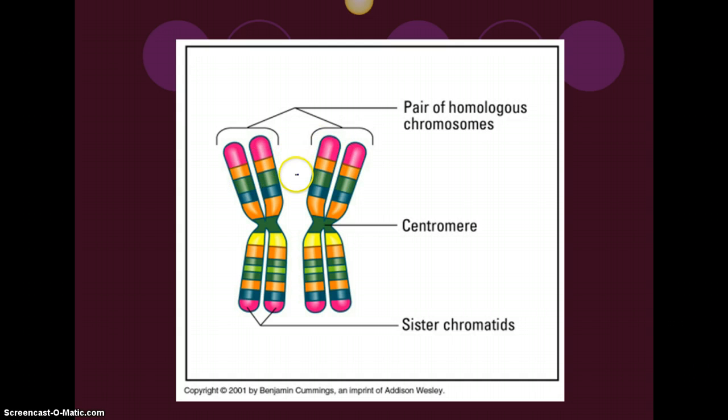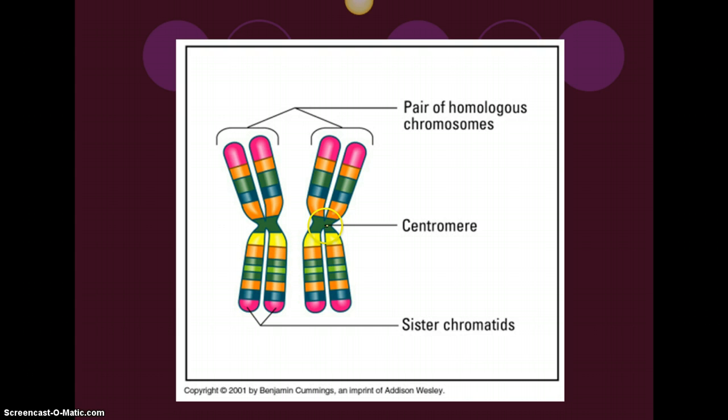So notice these two are identical in appearance, the length, they have banding patterns, and what scientists will do is they'll band them so that they can see kind of where these chromosomes are, and they'll be able to identify them as homologous chromosomes. And the reason we have homologous chromosomes is because you got one of that particular type of chromosome from your mom and one of that particular type of chromosome from your dad.